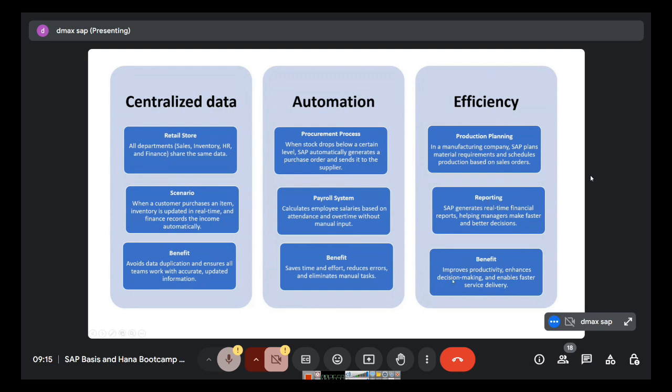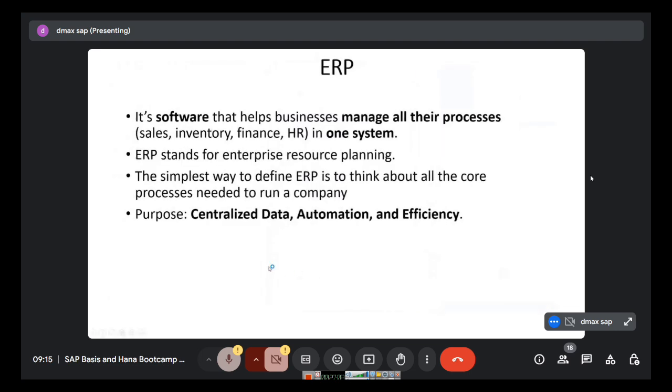What are the benefits of this? It improves productivity, it enhances decision making, and enables faster service delivery. So these are the basic advantages of ERP. Now every ERP can do this. Out of this, why SAP is better, we'll discuss now.